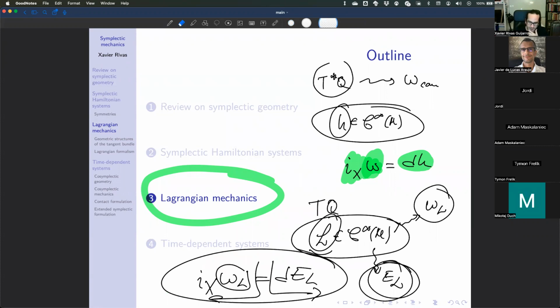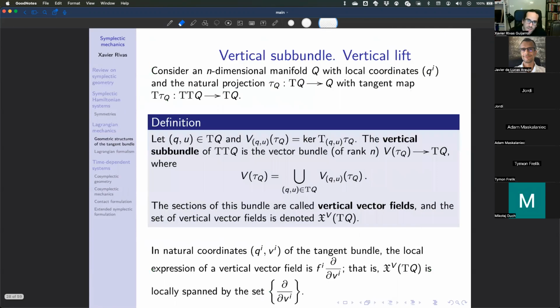The problem with the Lagrangian side is that in order to introduce this form omega L, which in favorable cases will be symplectic, I will need to introduce several structures in the tangent bundle. This is what I will begin to do today, and I will finish it next week. So, what do we have in the tangent bundle? We have several natural structures. Let's begin. The first one, the vertical subbundle.